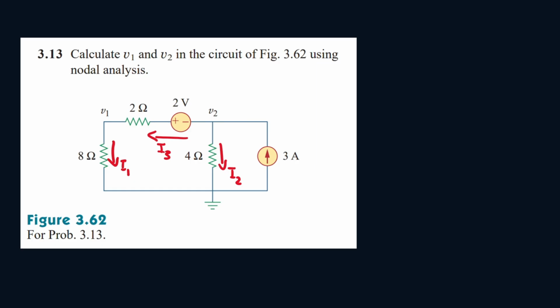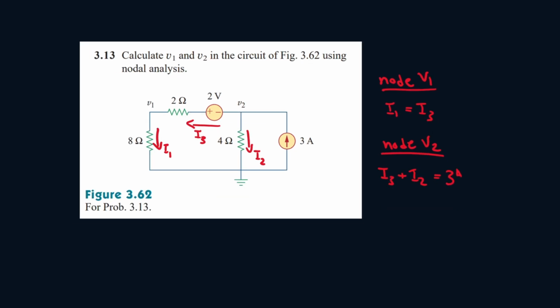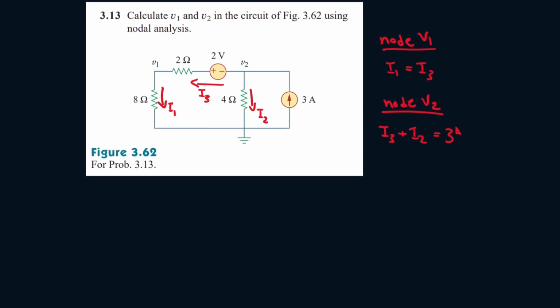Okay, so let's write the nodal equation for V1. It's I1 that's leaving and it's equal to I3 that's entering. And then for node V2, it's I3 that's leaving and I2 that's leaving. And this is equal to 3 amps that's entering. Now let's find an equation to represent the I's.